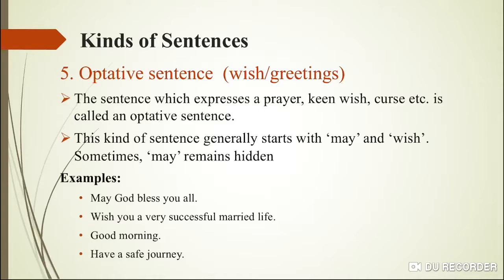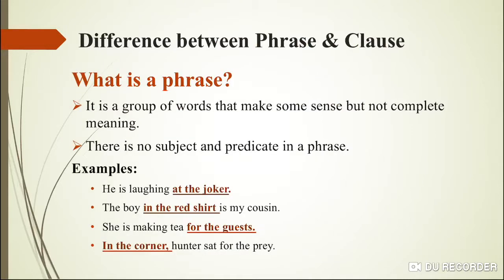In all these sentences, you have a keen wish, you have a prayer, you have a suggestion. All these sentences start with may or wish. These are called optative sentences. So the other thing that is very important to understand in sentences is the phrase.